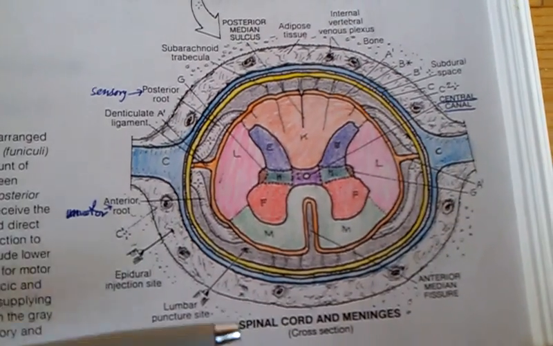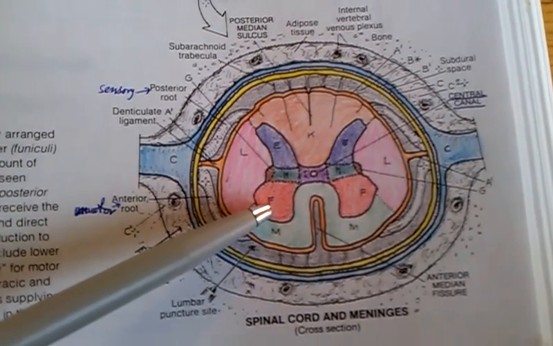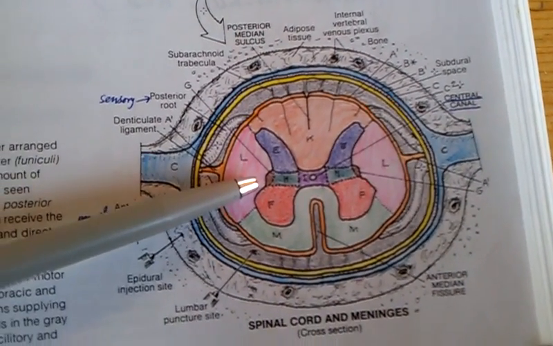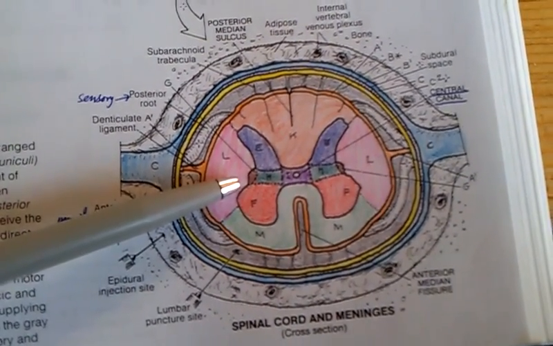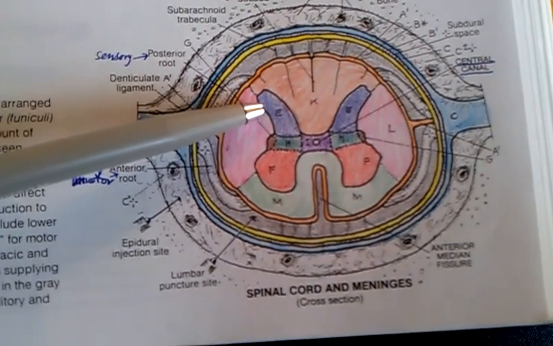The anterior horn contains motor neurons, or motor nuclei. The lateral horn contains lower autonomic centers, and the posterior horn contains sensory nuclei.